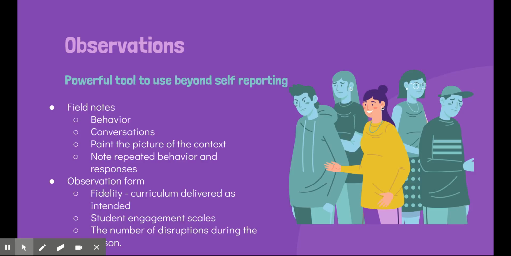You can do this through field notes, so looking at lots of detail about behavior, conversations that are heard, painting a picture of the context, and you can note any repeated behavior or responses, because again, we're looking for patterns and themes. You could use an observation form. This could be something like fidelity, is the curriculum delivered as intended, looking at student engagement scales during the lesson and noting the number of disruptions during a class if you're observing a class, for example.